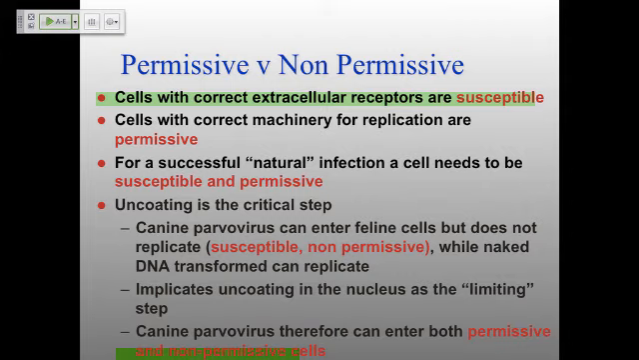A permissive cell has all of the replication machinery, and by replication machinery I mean whatever it needs to make the RNA or the proteins or whatever it is, not necessarily DNA polymerases here, on the inside of a cell. And so that particular cell, if you get the genome in, can replicate that genome and make virions. So to have a normal host, it has to have both. It has to have the receptor on the outside, and it's got to have all the machinery on the inside in order to be able to make those virions. And so a host has to be both susceptible and permissive.